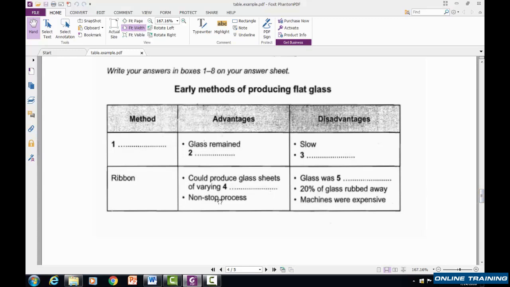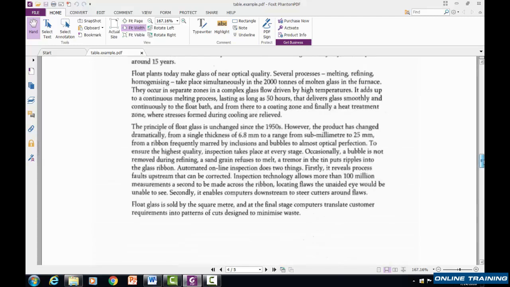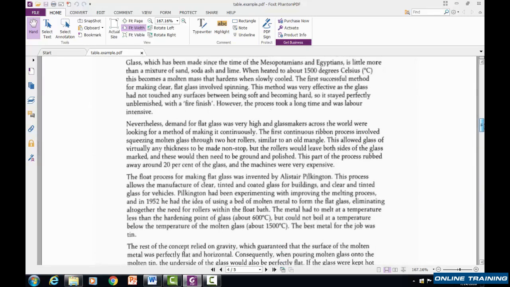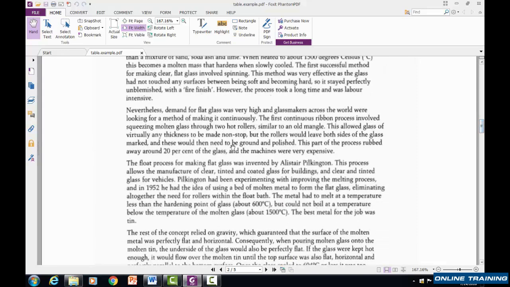And number 5, then we have the nonstop process. And number 5, "the glass was blank, 20% of glass rubbed away." All right. What was the glass? It should come before 20%. There's 20%. There's nonstop. Okay, so it has to be in between there. "But the rollers will leave both sides of the glass marked." Oh, so the glass was marked.